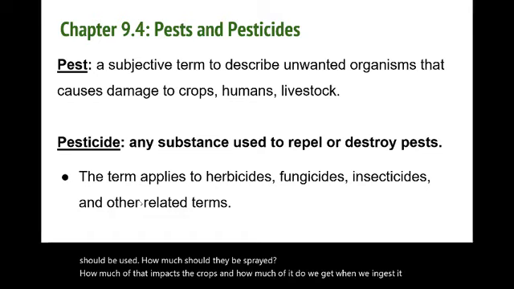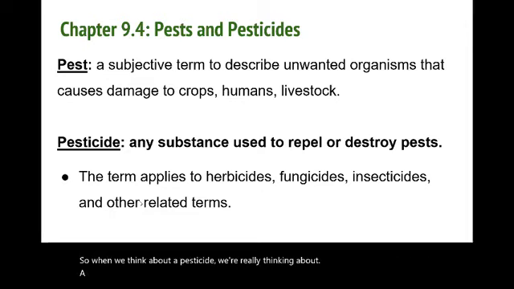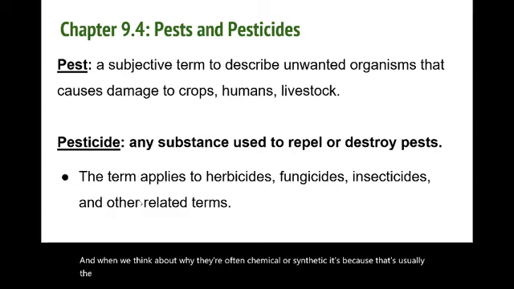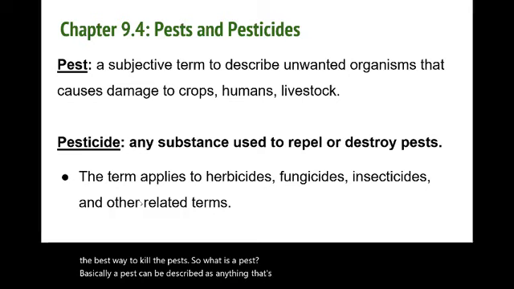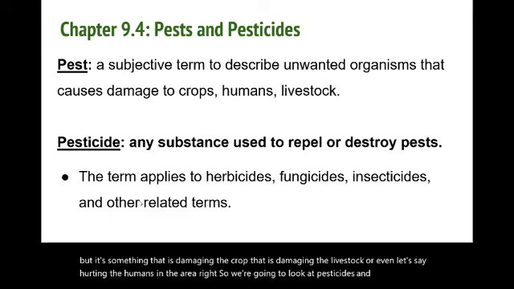So when we think about a pesticide, we're really thinking about a chemical substance, right? And when we think about why they're often chemical or synthetic, it's because that's usually the best way to kill the pests. So what is a pest? Basically, a pest can be described as anything that's unwanted. So it's not necessarily an insect, but it's something that is damaging the crop, that is damaging the livestock, or even, let's say, hurting the humans in the area, right? So we're going to look at pesticides and see what are some of the problems associated with them.